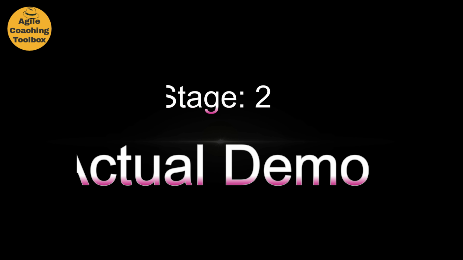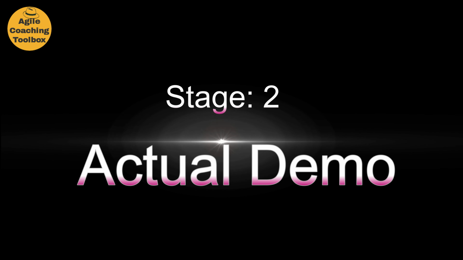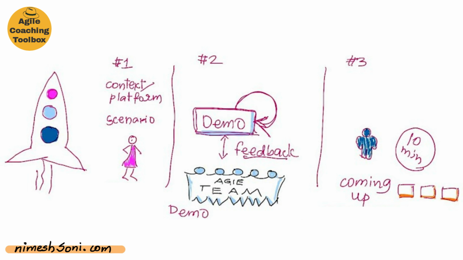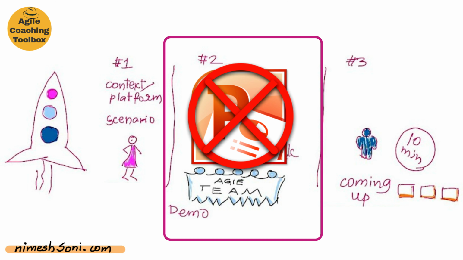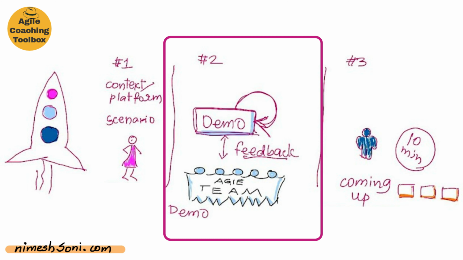Stage 2 of the rocket, the actual demo. Now that the product owner has established the baseline for stakeholders, the team takes over and moves into the actual demo of the functionality developed, built during the sprint. Remember, this is an actual demo. Don't share just the PowerPoint slides. We want to showcase the actual functionality.